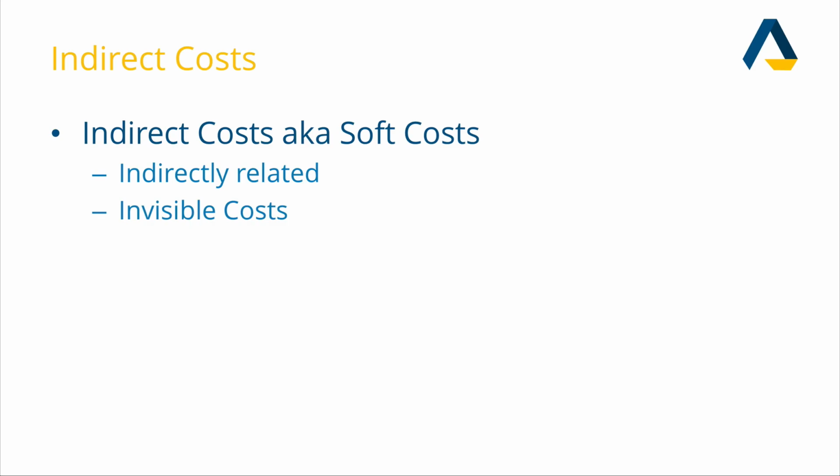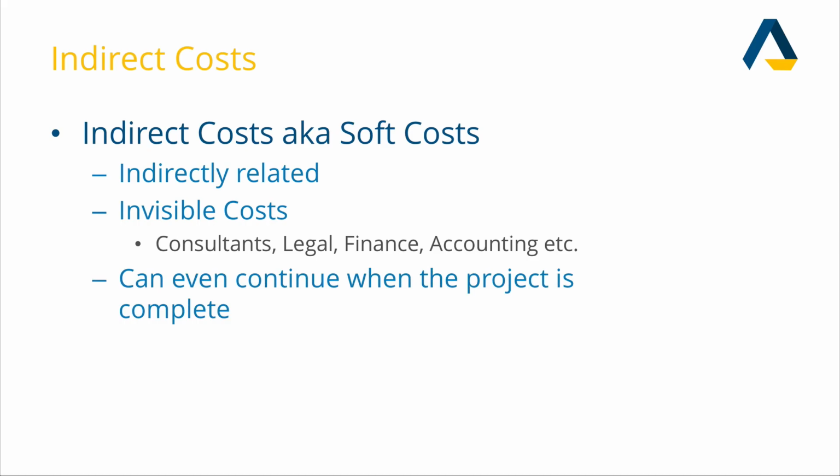Invisible costs. Usually indirect costs are invisible costs. For example, they are costs that we've incurred for legals, finance, accounting, on consultants. They can even continue when the project is complete. For example, you finish the project, you still have to pay the accountant, you still have to pay some holding costs, or there could be something that the consultant would need to be paid. More examples are insurance or maintenance cost or security, for example.